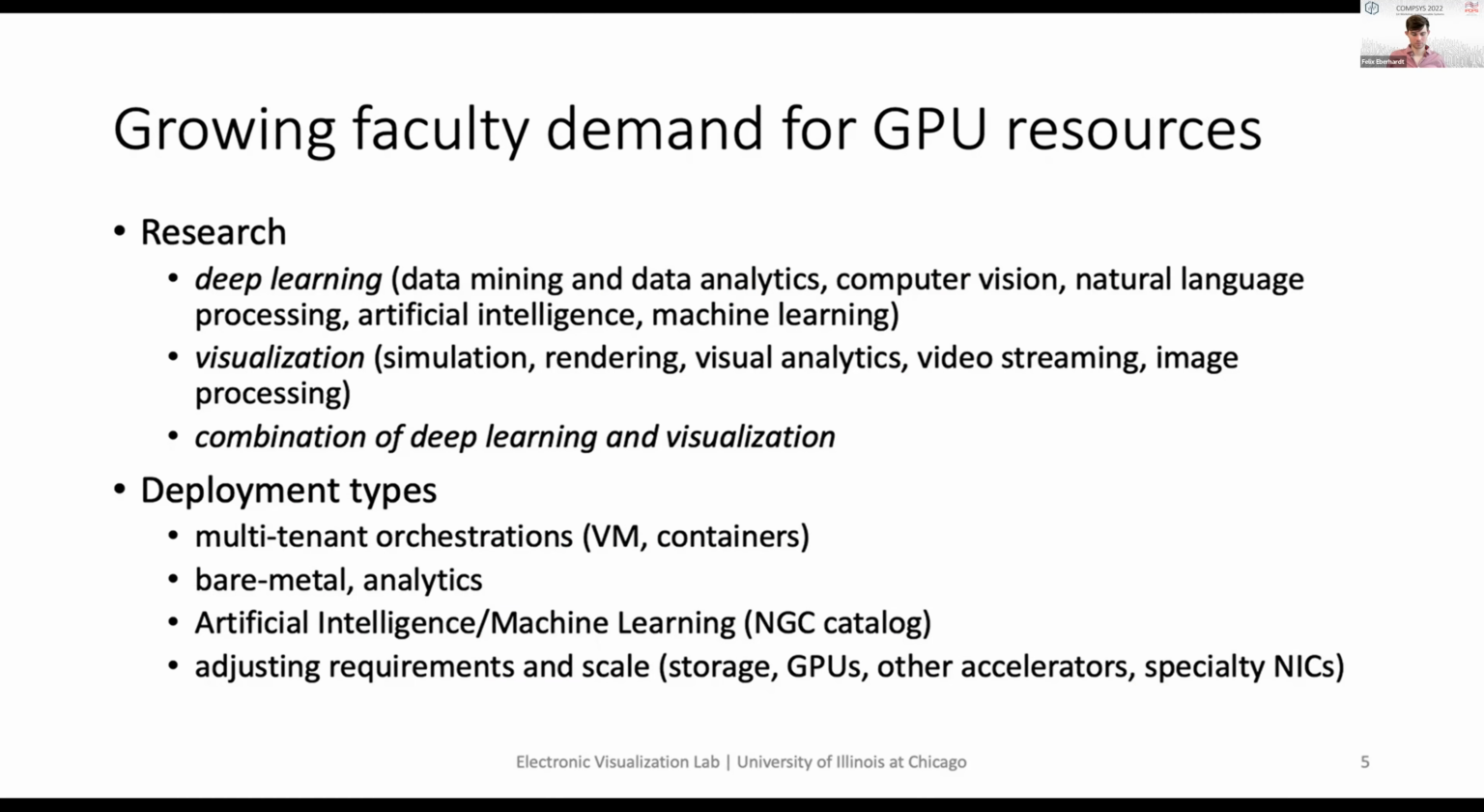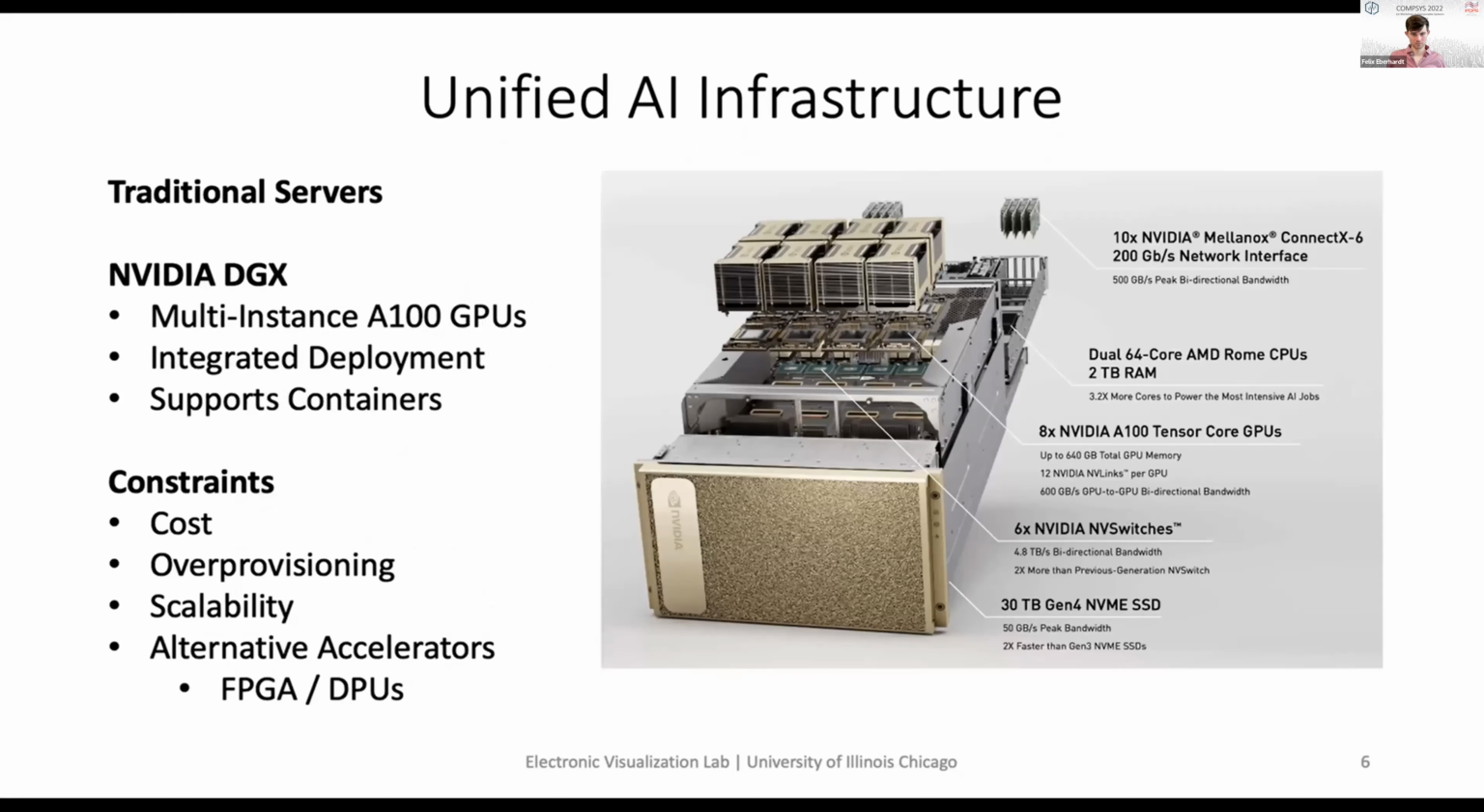We used to do a lot of bare metal servers that were custom configured, and now we're seeing a lot of multi-tenant orchestrations. We still have a lot of bare metal. People are interested a lot more in the analytics of their application and how it's running. And then also, obviously, containers, the AI and machine learning containers that come from NVIDIA. I mentioned traditionally, we've always looked towards the server architecture.